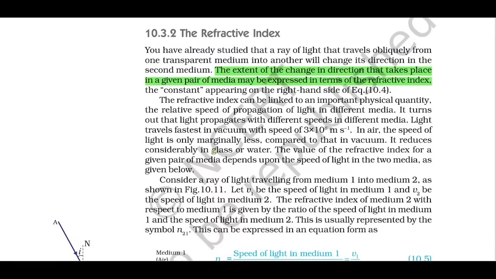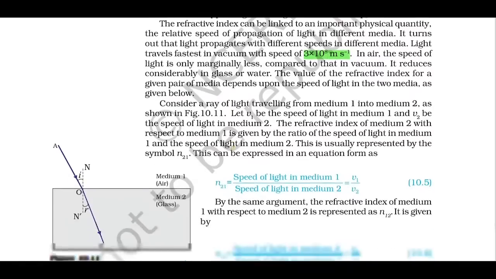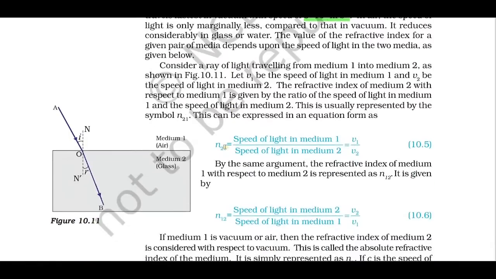So the light travels with different speeds in different media. The light travels fastest in vacuum with a speed of 3 into 10 power 8 meters per second. In air, the speed of light is marginally less compared to that of vacuum. So if you consider a ray of light traveling from medium 1 to medium 2, then the refractive index of medium 2 with respect to medium 1 is expressed as what? Speed of light in medium 1 divided by speed of light in medium 2, that is v1 by v2.